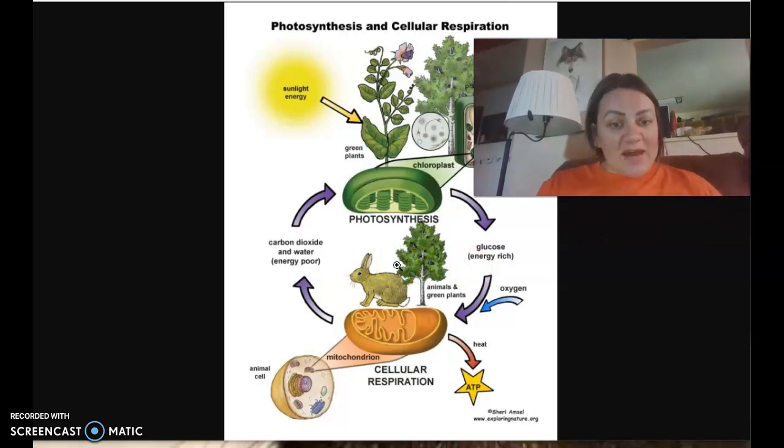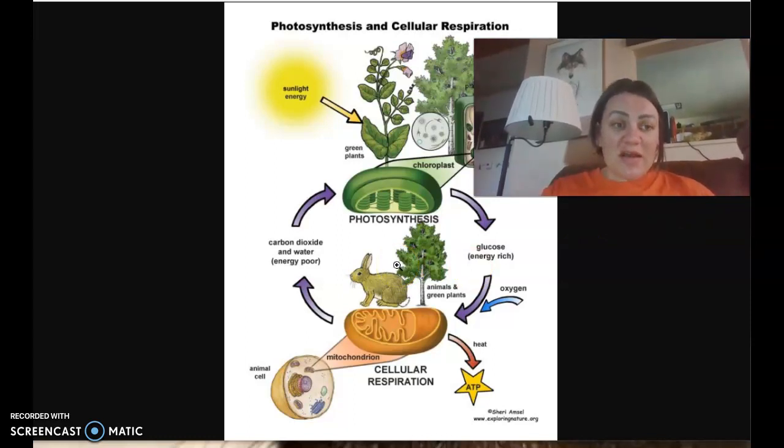So that is the connection between cellular respiration and photosynthesis.